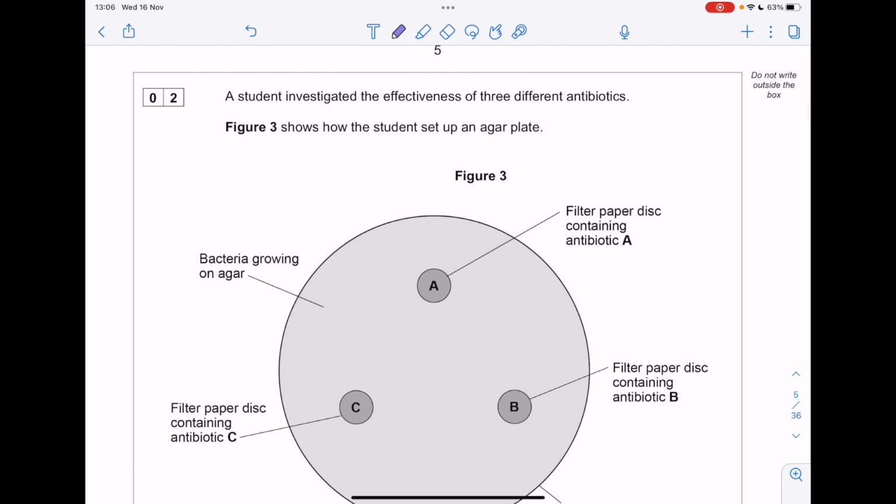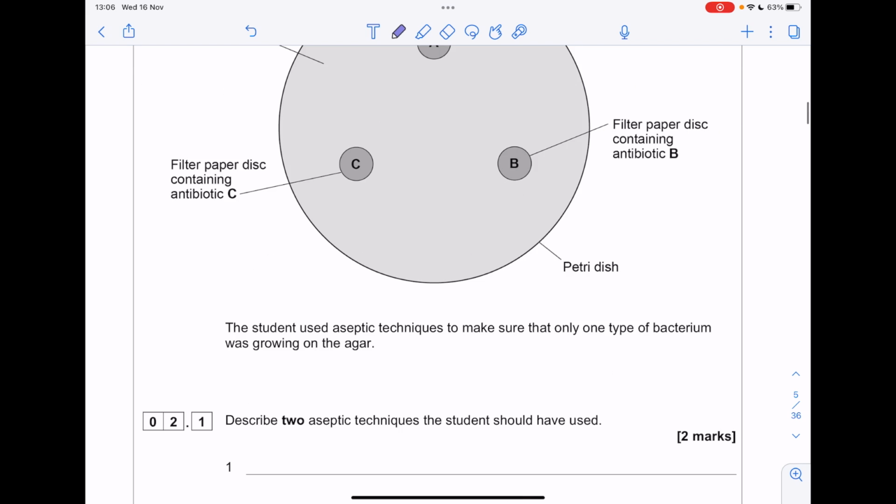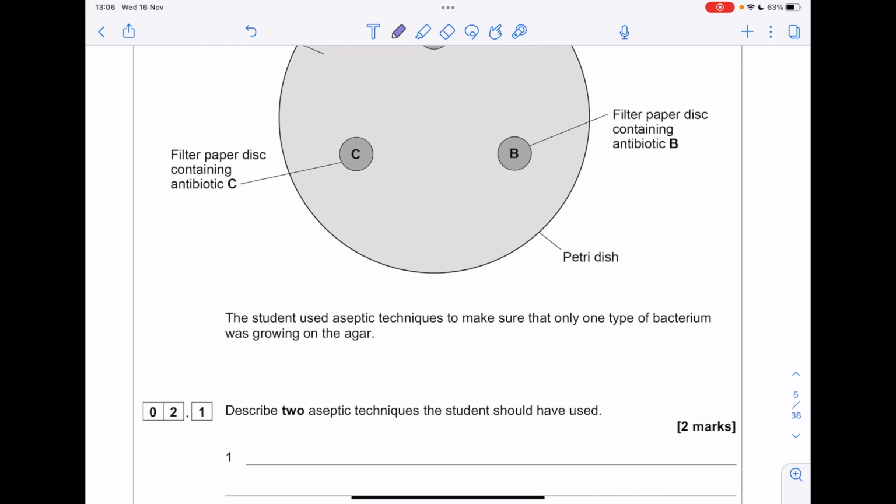A student investigated the effectiveness of 3 different antibiotics. Remember, antibiotics kill bacteria. Figure 3 shows how the student set up an agar plate. The student used aseptic techniques to make sure that only one type of bacteria is growing on the agar. Describe 2 aseptic techniques the student should have used.